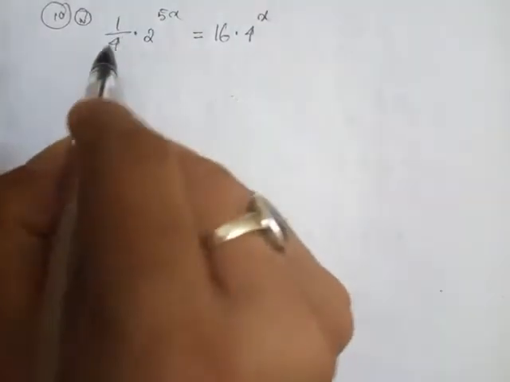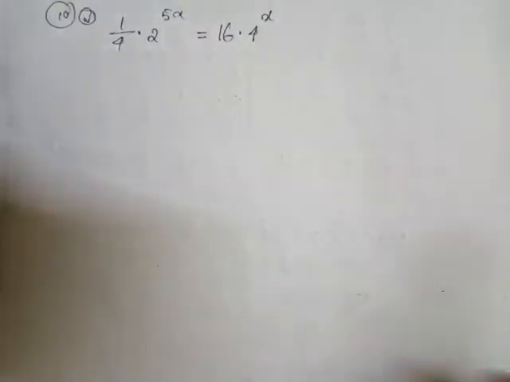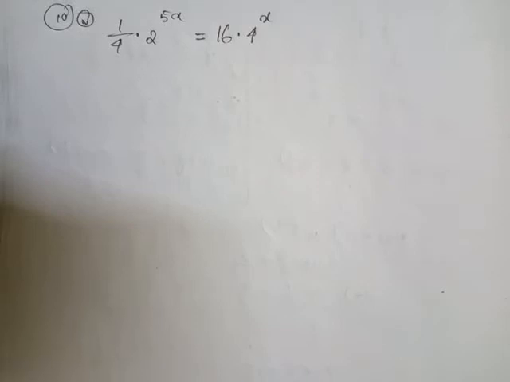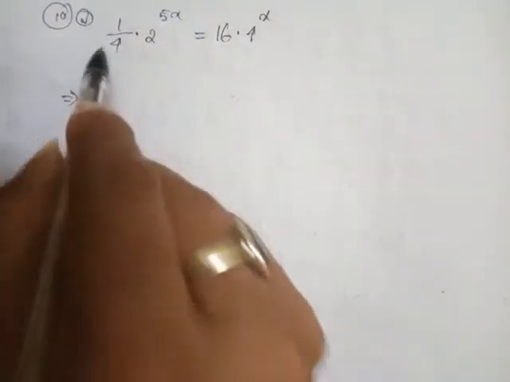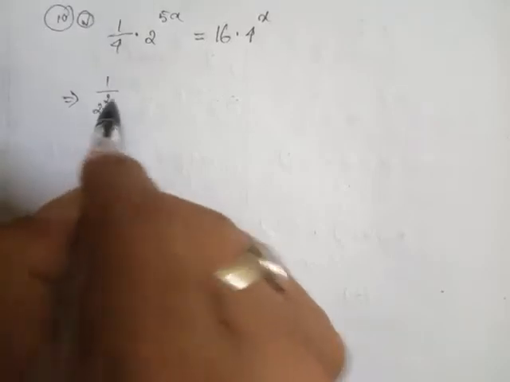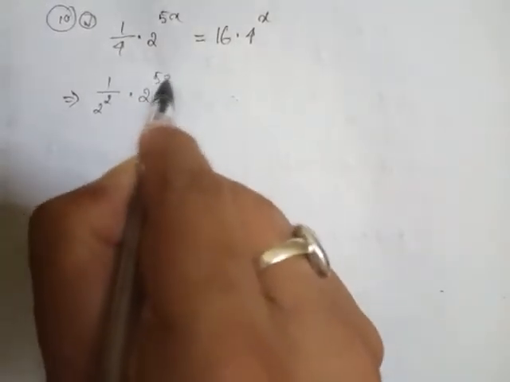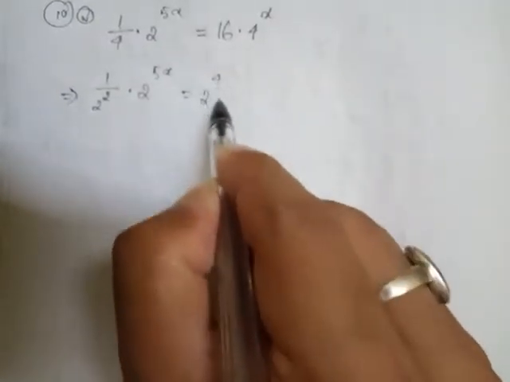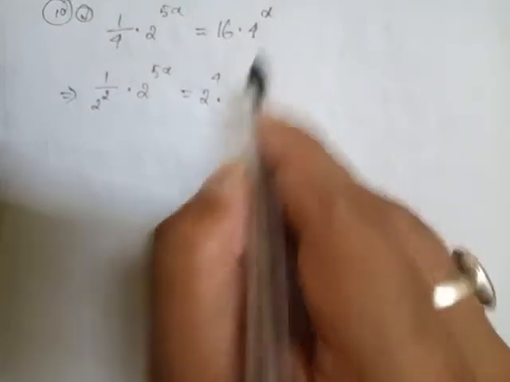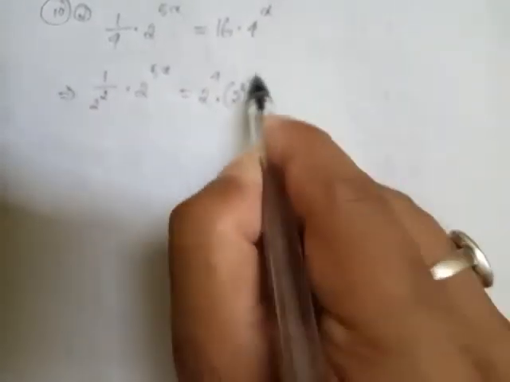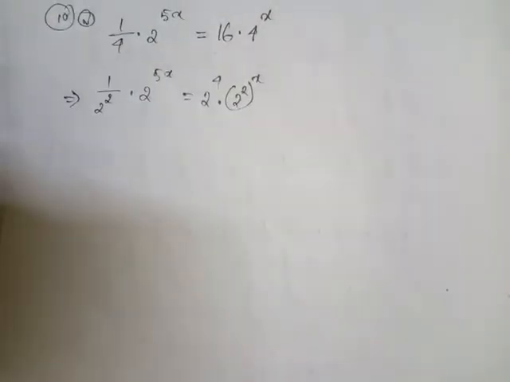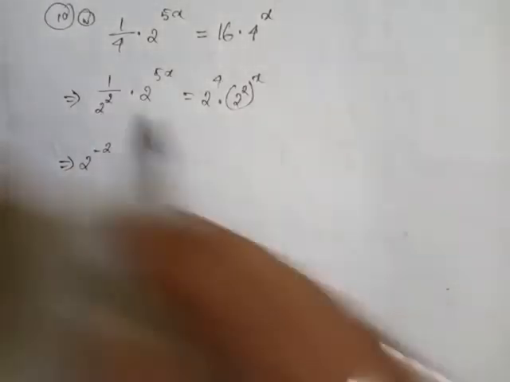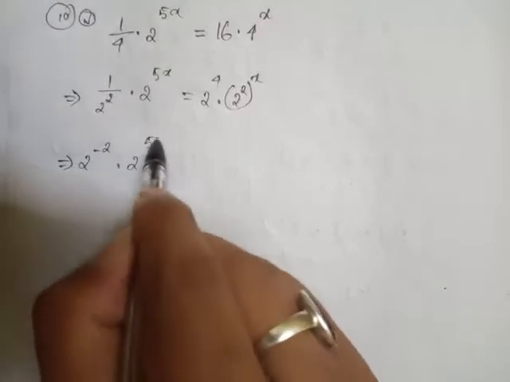Now look students, there is 1 by 4 into 2 to the power 5x equal to 16 into 4 to the power x. This is the question of 10 Roman 4. Now look how to solve this one. Here this can be written like 1 by 2 square, 2 square is 4 obviously, and 16 can be written 2 to the power 4, and 4 to the power x can be written 2 to the power 2 whole to the power x. Now after that, 1 by 2 square can be written 2 to the power minus 2 into 2 to the power 5x.